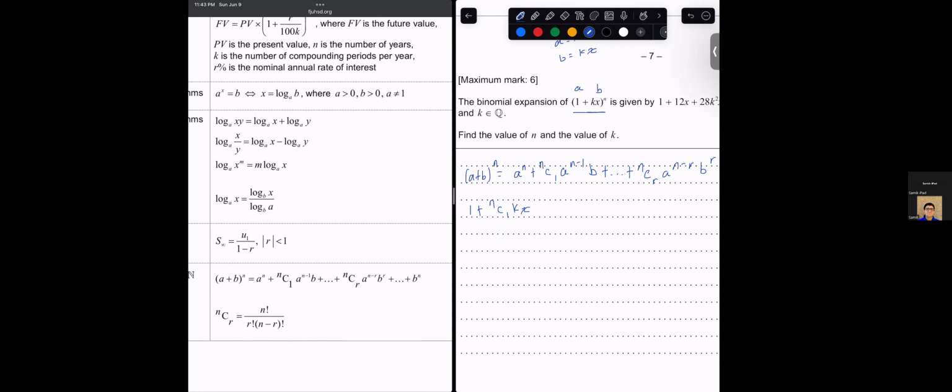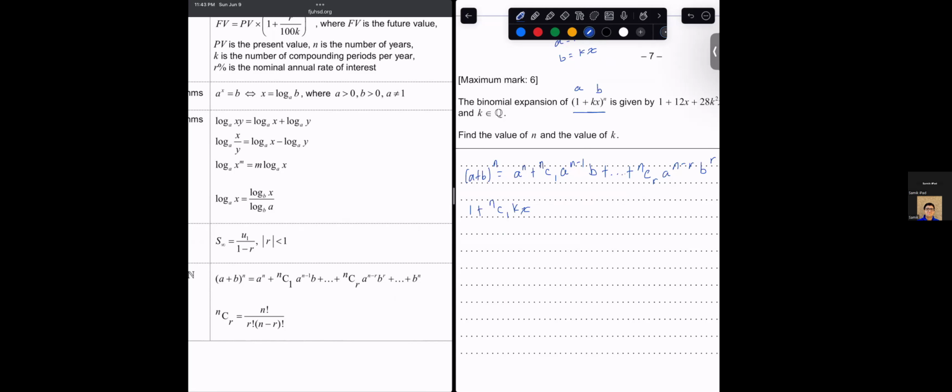Basically it goes like a pattern. We have nC1, nC2, nC3, nC4, and it keeps on going like that. That's why there's nCr a^(n-r) b^r given. So that's our general formula, and we can use this to gain an understanding of how to solve this question.